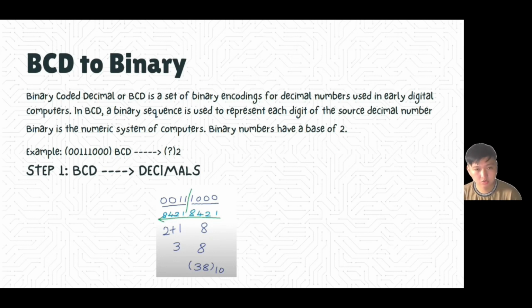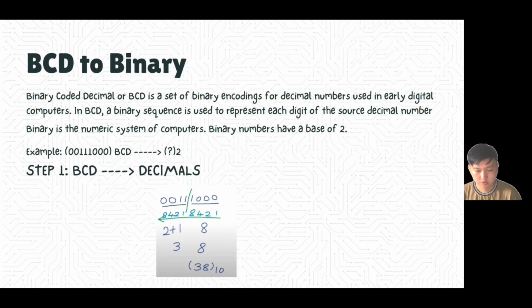For example, 00111100 BCD to binary. Step 1 is we convert BCD to decimal. So we group this into 4 bits. That's why we separate this into 2. The first group is 0011 and the second group is 1100. Then we will multiply it from right to left by 1, 2, 4, 8. Then we'll get the sum.